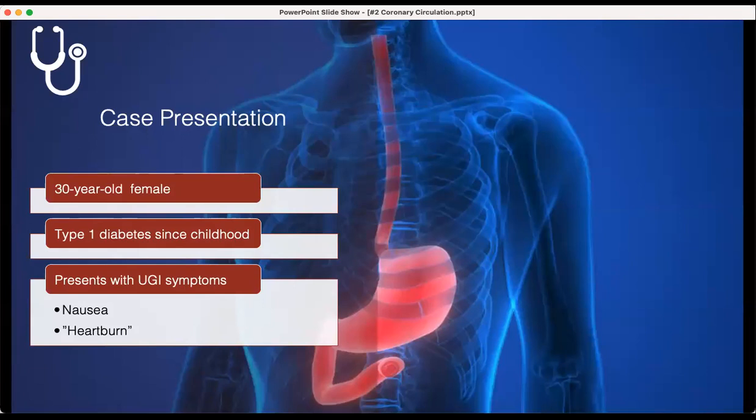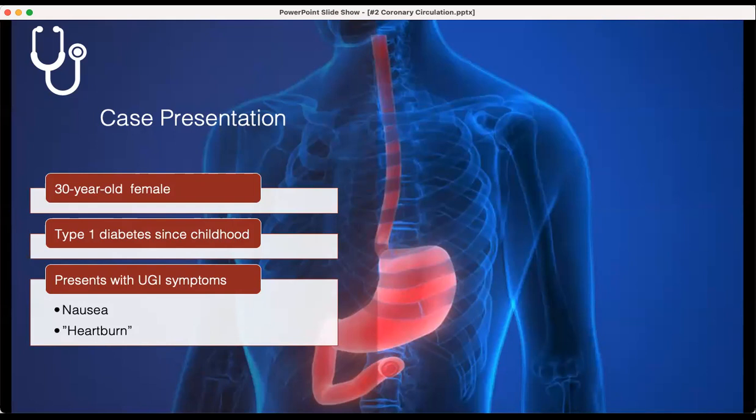So this is actually a true story. This is a 30-year-old female. She had type 1 diabetes since childhood. So she had an increased risk, actually she had poorly controlled diabetes. So she was developing plaque formation.